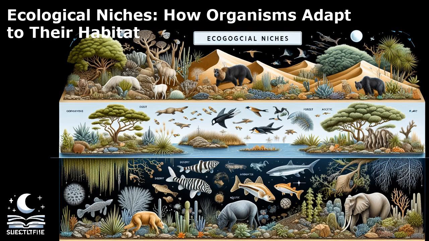Resource partitioning is another fascinating phenomenon that occurs when species coexist by utilizing different parts of the same resource. An intriguing example of resource partitioning is seen in the Galapagos finches, where different species have evolved distinct beak shapes to exploit different food sources, such as seeds, insects, or nectar. This specialization allows finch species to reduce competition and coexist on the same islands, showcasing the adaptive radiation that has occurred in response to varying ecological niches.